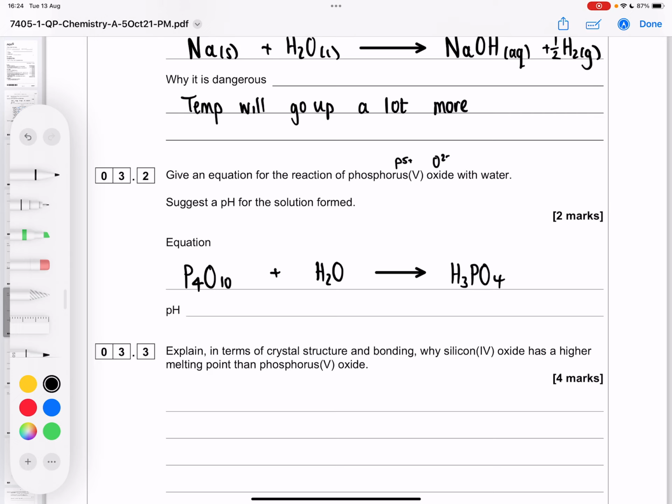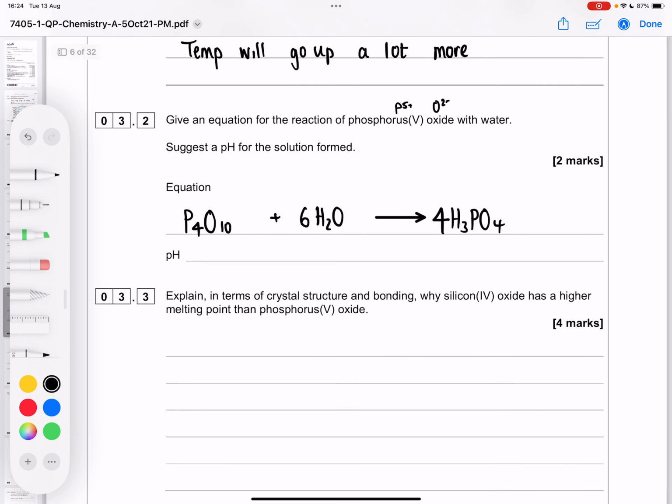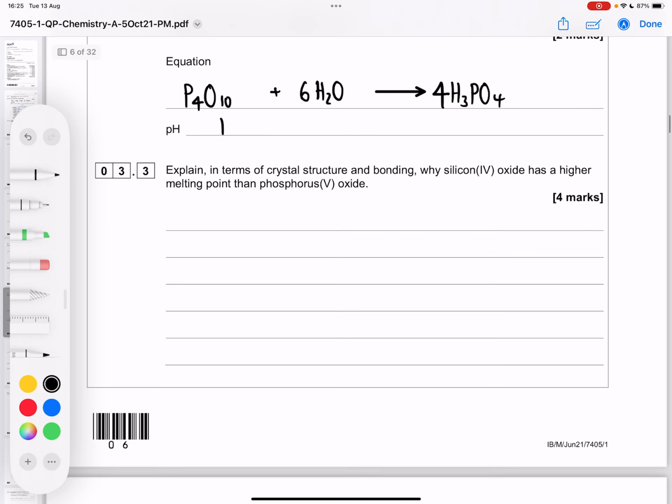Now all we need to do is balance it, and because there was 4 phosphoruses in P4O10, we make 4 phosphoric acids, and if we look at that, we'll need 6 waters to balance that. This phosphoric acid is a strong acid, so quite a low pH of 0, pH of 1.